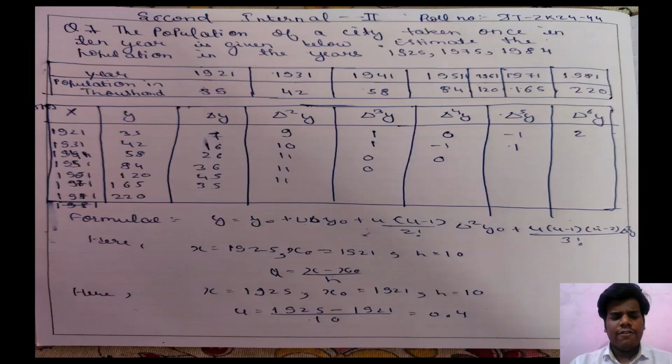Here we have x is equal to 1925, x naught is equal to 1921, h is equal to 10. Now u is equal to x minus x naught upon h, where x is equal to 1925, x naught is equal to 1921, h is equal to 10. Now by computing we get 0.4.